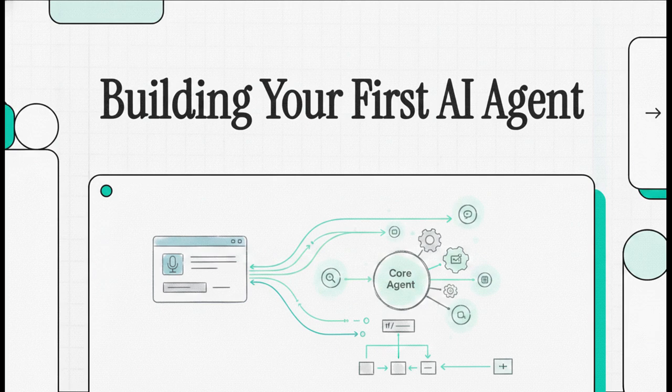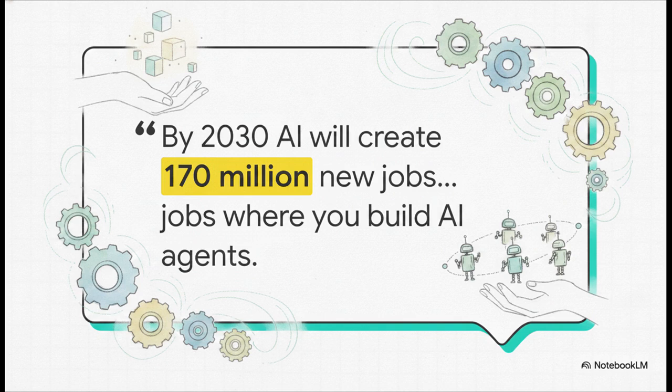Let's get into it. Just consider the sheer scale of the shift we're facing for a second. 170 million new jobs by 2030. That is staggering. The absolute crucial takeaway here is that the future doesn't belong to people who are just chatting with AI. It belongs to the orchestrators, the people who actually know how to build autonomous agents to do the work for them. We literally have to transition from merely chatting to actively managing.